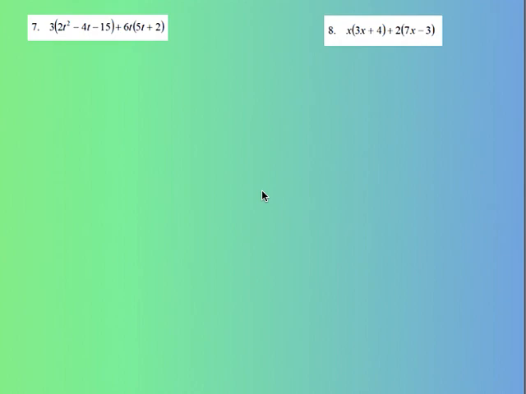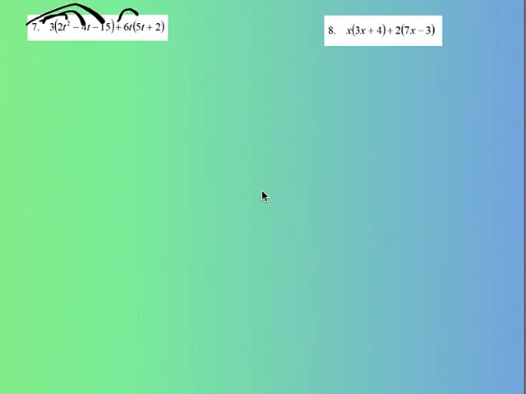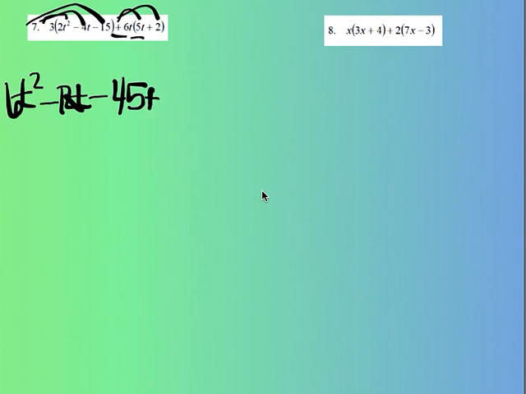So let's take a look now at number 7. So I'm going to start by distributing the 3 in here and the 6 in there. So 3 times 2 is 6, and then I get t squared. 3 times a negative 4 is a negative 12, and then I have t. And then 3 times negative 15 is going to give me a negative 45. 6t times 5t, well, that's going to give me 30, and then t times t is going to be t squared. 6 times 2 is 12. And then we're just going to get the t.